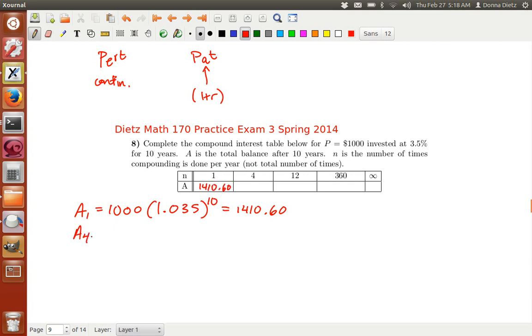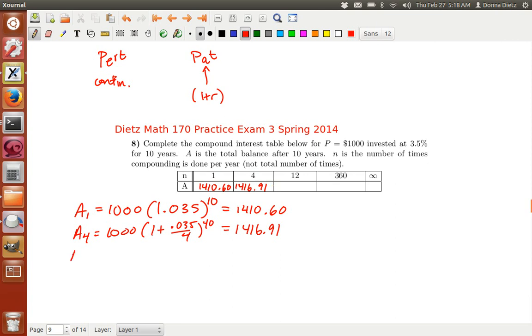Okay, A sub 4 is still going to be 1,000 times 1 plus 0.035 over 4, all to the 40, and that's going to be 1416.91. So you do not have to write it as 4 times t and then again go through and replace the t with 10. You can just write 40 as that exponent.